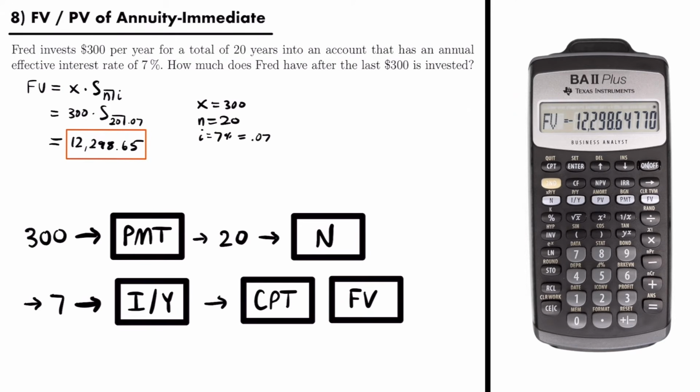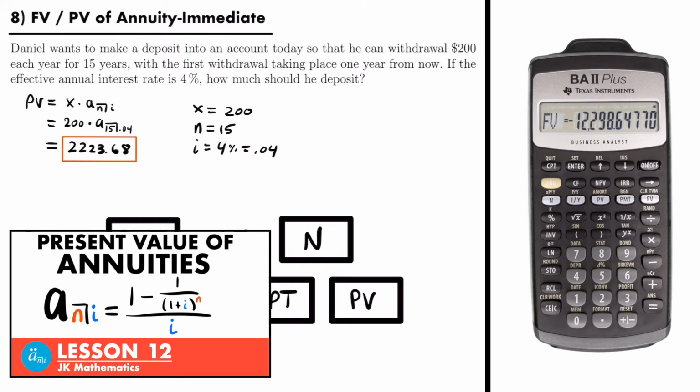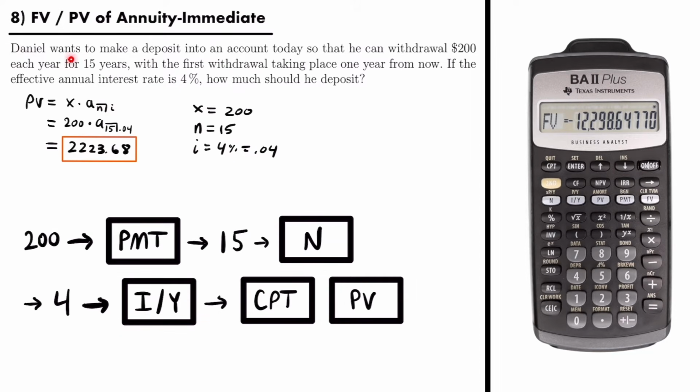All right, but let's look at a present value problem now. And so here's our present value example. Again, this is taken from one of my videos that you can find on the channel. And in this example, we have that Daniel wants to make a deposit into an account today so that he can withdraw $200 each year for 15 years, with the first withdrawal taking place 1 year from now. If the effective annual interest rate is 4%, how much should he deposit?